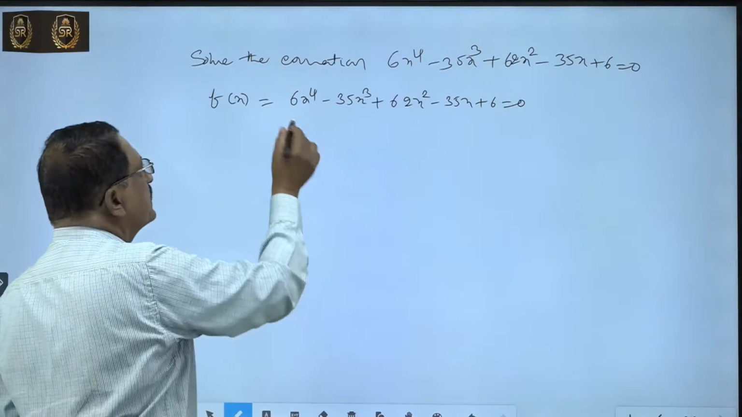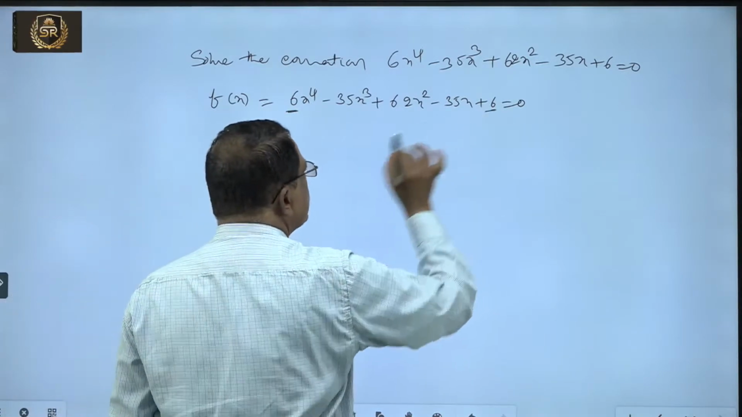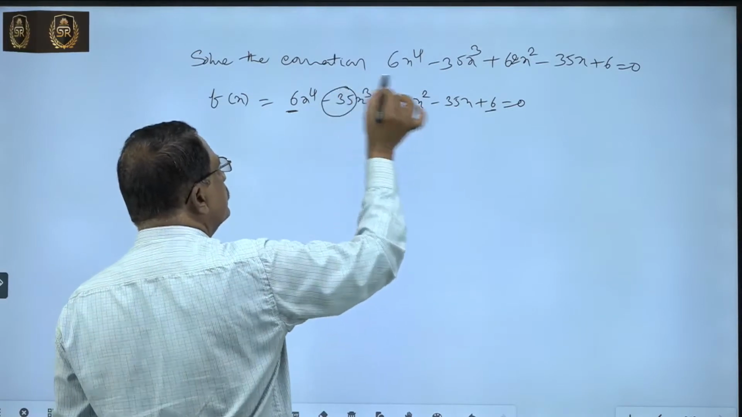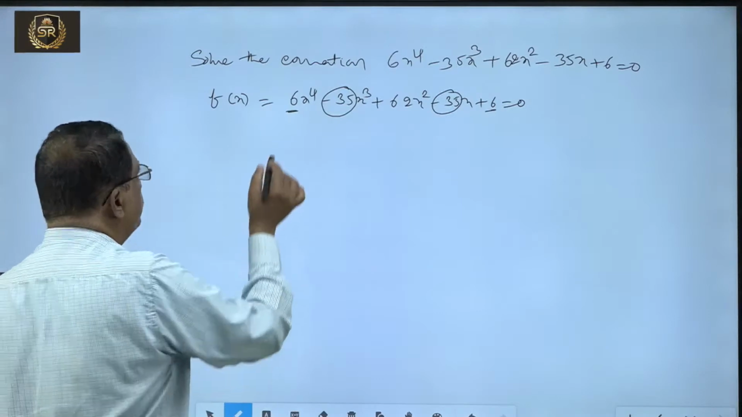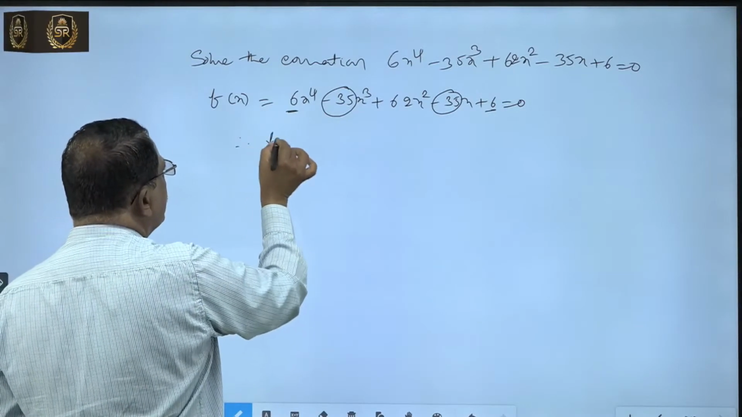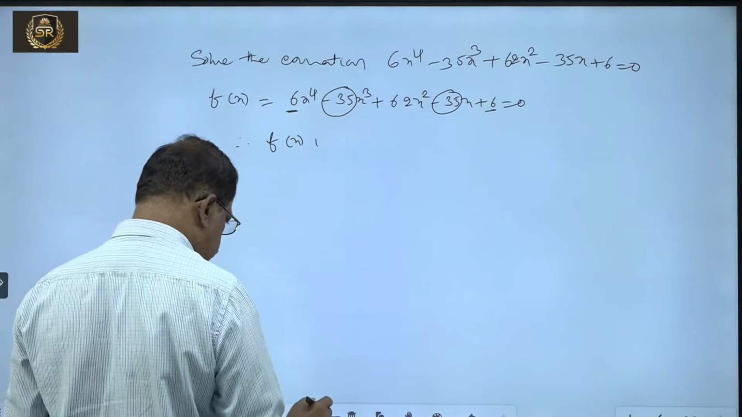Now, observe it: the coefficient of x to the power of 4 is 6, the constant term is 6, and the coefficient of x cube equals the coefficient of x. Therefore f of x equals 0.